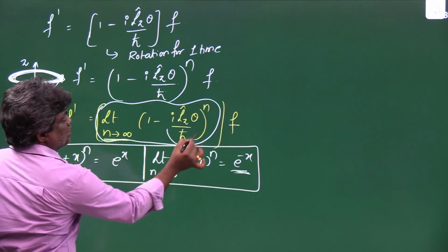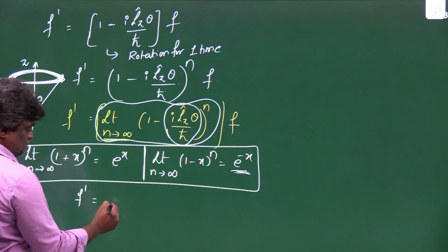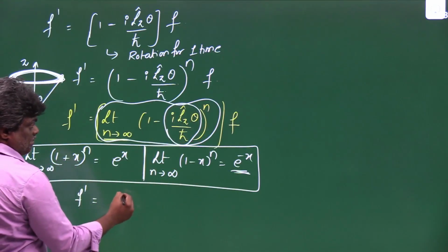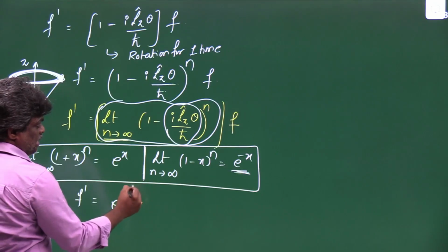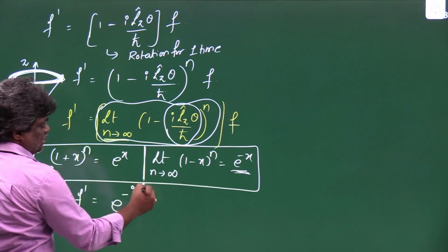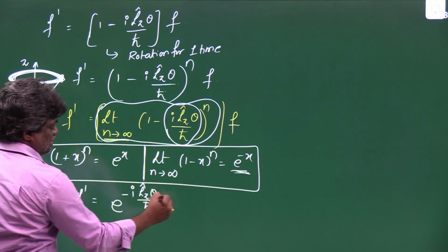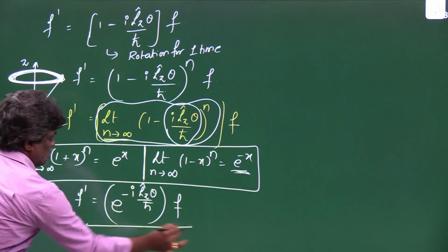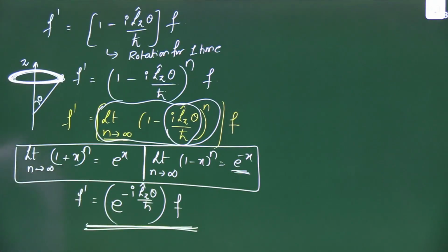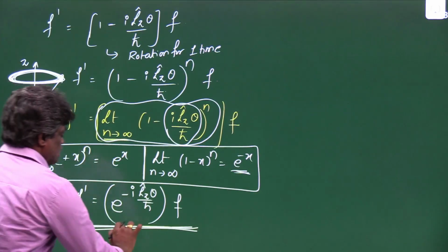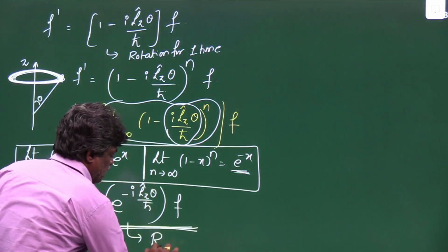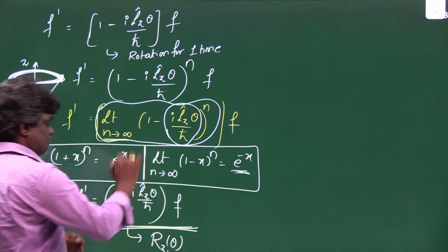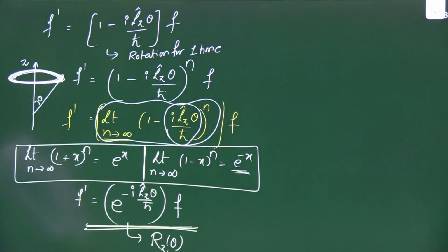In the place of x what we are having? i Lz theta by h cross. So e raised to minus iota Lz theta by h cross. Okay, sir? Yes, sir. That's it. So this is the rotational operator about the z axis.